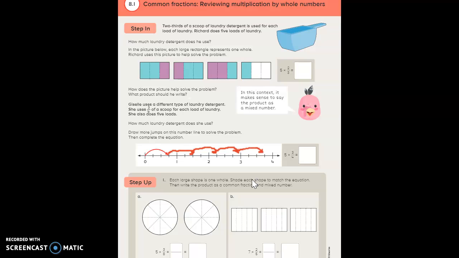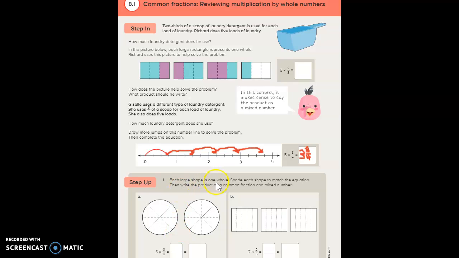So the question is, how much did she use? Well, here I can see that she used 1 whole, 2 wholes, 3 wholes, and then she had some left over. She had 1, 2, 3 out of 4 parts left over. So she used 3 wholes and 3 out of 4 left over. Make sense?